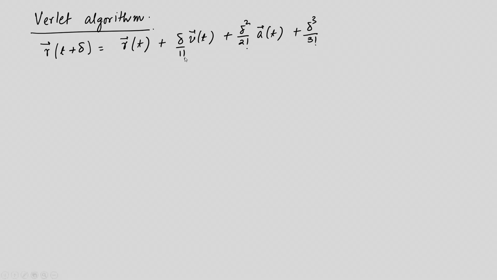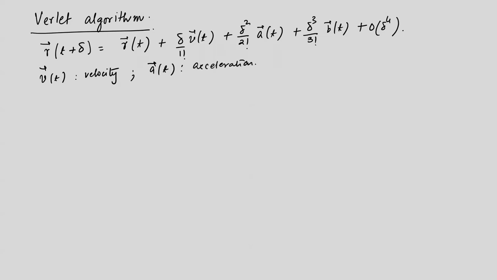So, if you want, you can put a 1 factorial here, and this I am writing as b of t, something that we are not too familiar with in dynamics, which is the derivative of the acceleration. So, a is acceleration, v is velocity, and b is the derivative of acceleration, which we are calling b, and we would neglect from order delta 4 onwards, and we will see that this is actually accurate up to delta to the power 4. So, let us just write down all these notations. v of t is the velocity, a of t is the acceleration, and b of t is the derivative of acceleration.